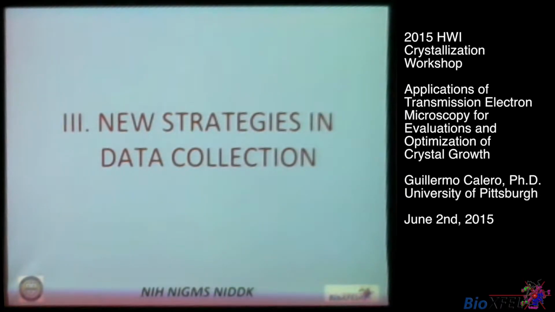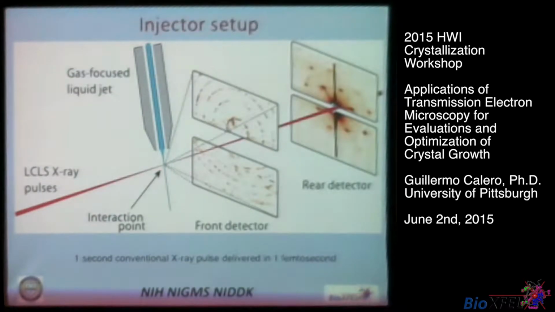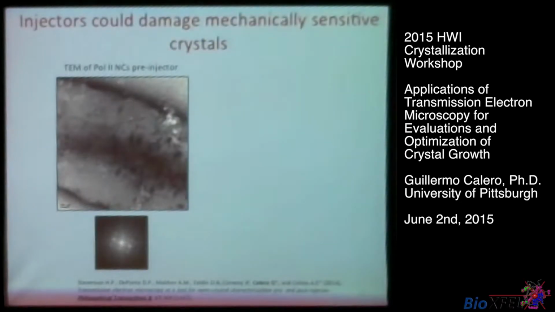So, as I mentioned before, you will hear it much better from other people, but basically you have the injector. In the injector setup, you have to take nanocrystals and put them through a jet and diffract them. However, in my case, polymerase crystals have a huge solvent content, 78%. So these are very mechanically fragile crystals. When we put these crystals on the CXI setup, we were not able to get good diffraction. The best diffraction we got was 4 angstroms.